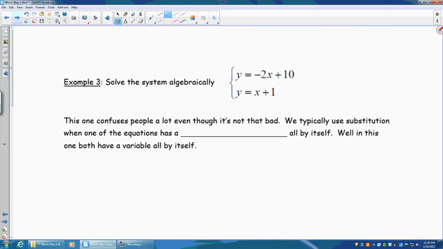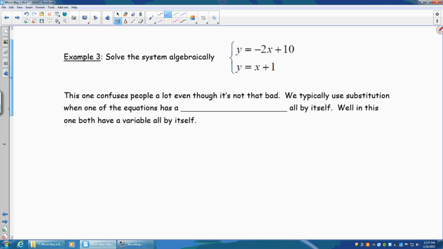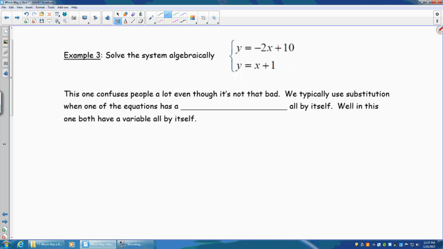So the next two on the next page are going to be ones that could really be solved either way. All right? If you really, really like elimination, you could do it. If you really, really like substitution, you could do it. We learned how to do this one using substitution. We typically use substitution when one of the equations has a variable all by itself. While in this one, both of them have something all by themselves. This top one says y equals, and so does this bottom one.